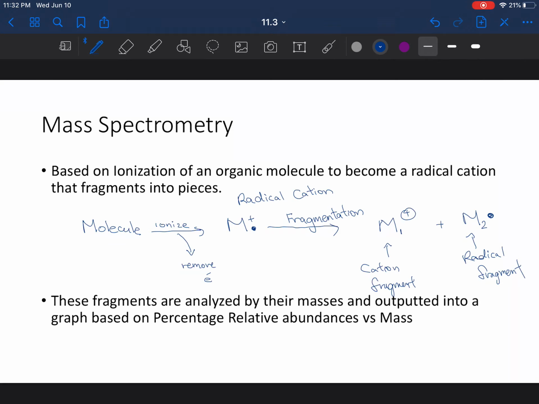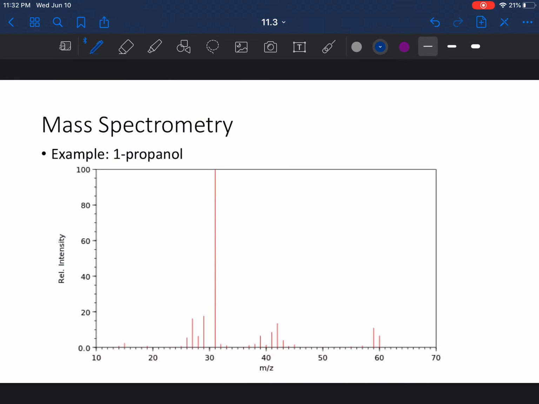Okay, now what we're analyzing, of course, in terms of these graphs is mass. So they will look at the mass of this and the mass of that. Now, this really doesn't make much sense unless we start looking at one of these. So let's take a look at one of these. So here's a mass spectrometer's output for 1-propanol.